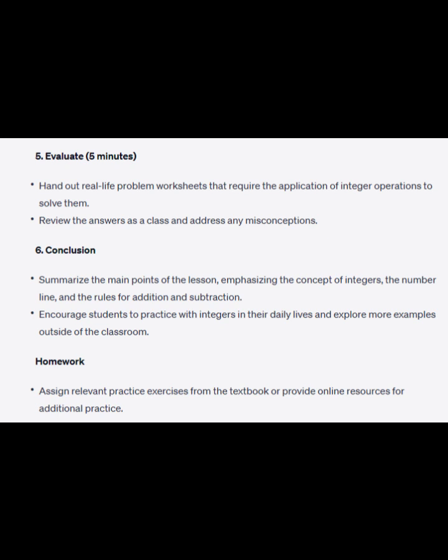6. Conclusion. Summarize the main points of the lesson, emphasizing the concept of integers, the number line, and the rules for addition and subtraction. Encourage students to practice with integers in their daily lives and explore more examples outside of the classroom. Homework. Assign relevant practice exercises from the textbook or provide online resources for additional practice.